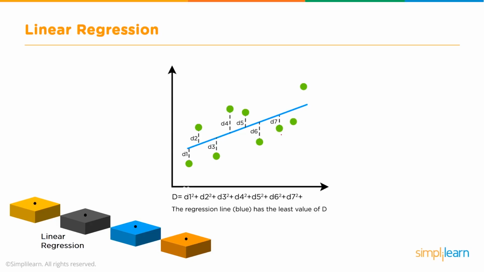This is how regression works. We draw a regression line in such a way that the value of D is the least, eventually giving us good predictions.